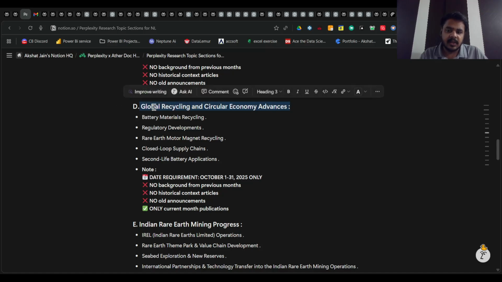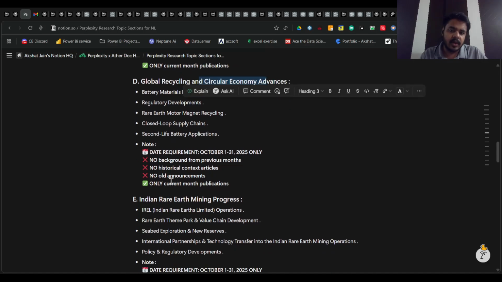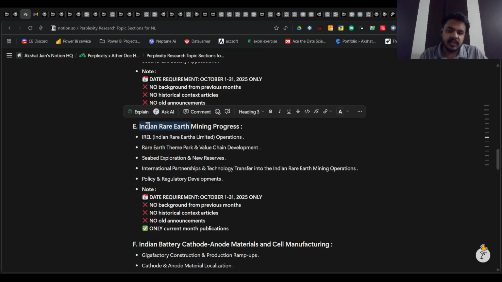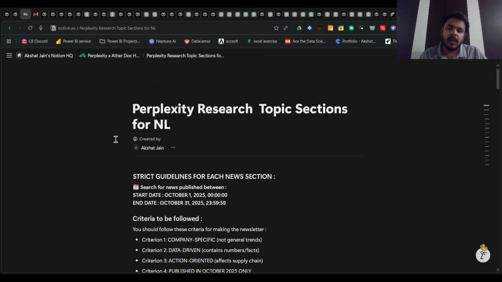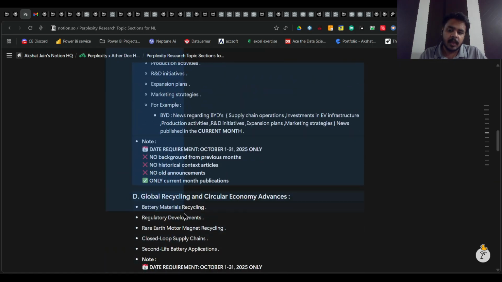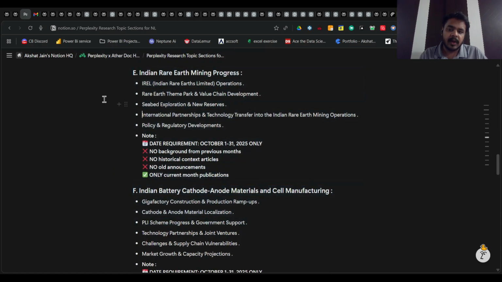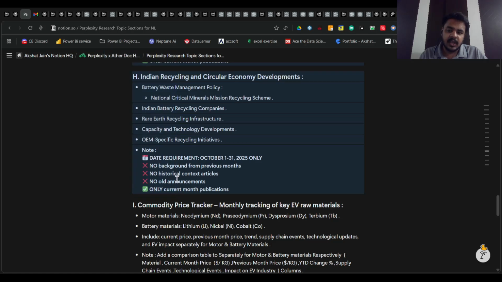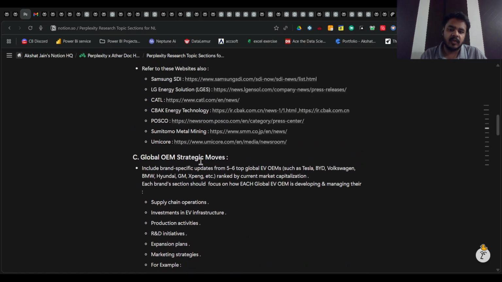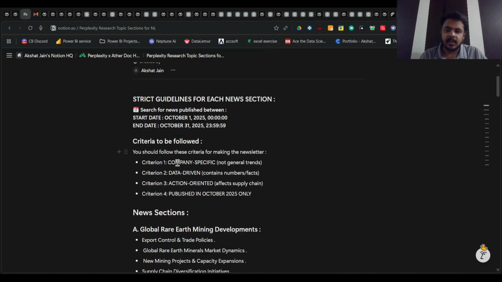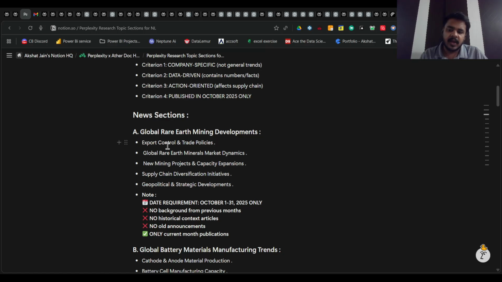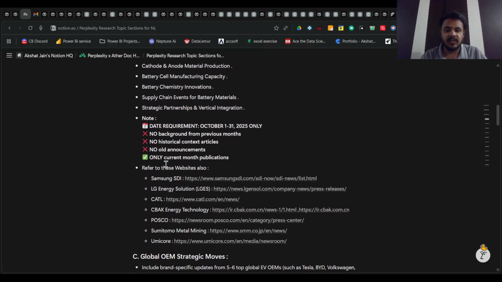Then D is the global recycling and circular economy, and then we have the E section, which revolves around the Indian market as well. So this is for the global markets, right? Sections A to D, as you can see. A to D is for the global markets, and then from E, F, G, and H, we have the Indian markets as well, right? Basically, how the Indian markets are performing, what are the developments that the Indian market is having, right? How the Indian market is shaping towards the EV infrastructure for the future, right?